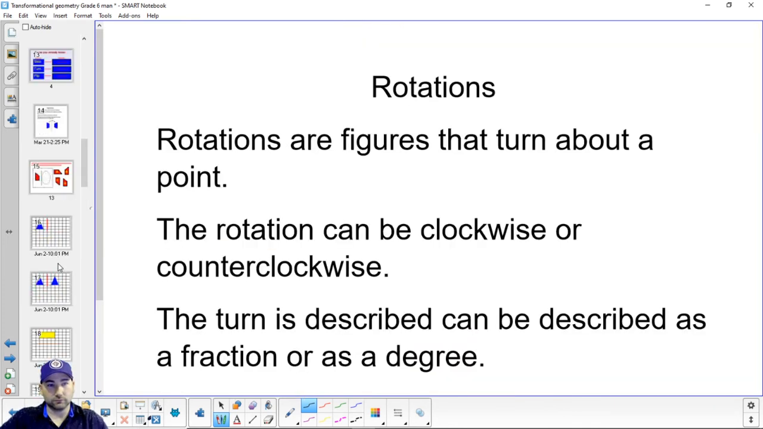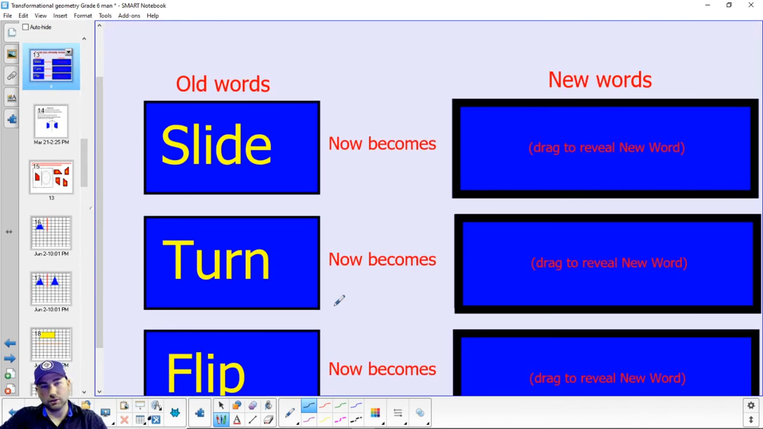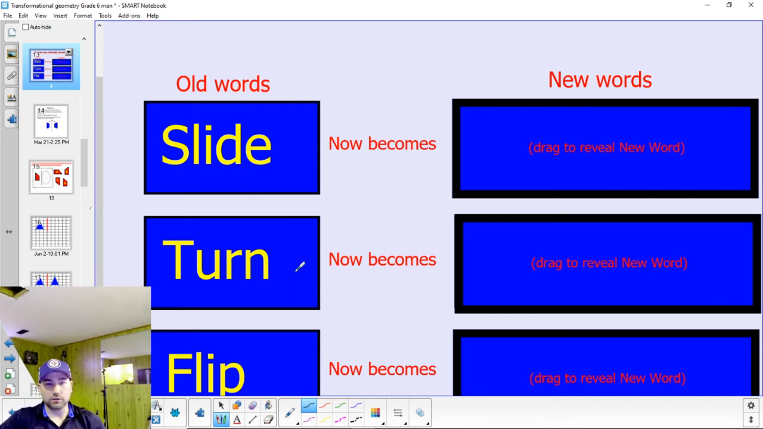rotation. And a rotation, we used to think of it as turn. It's when something turns.